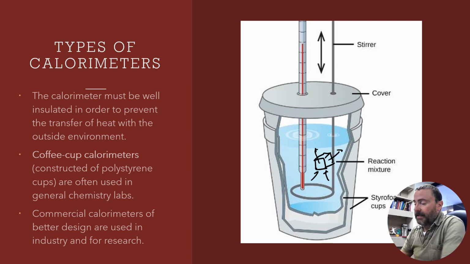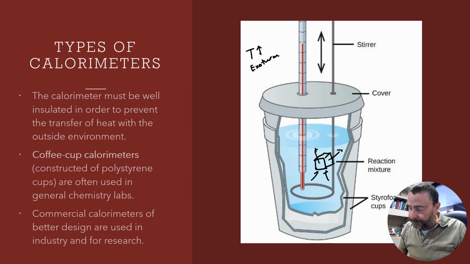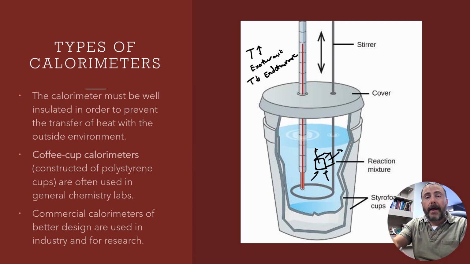Again, if we see the temperature go up, it is exothermic. If we see the temperature go down, it is endothermic. This is a really neat way of using temperature to look at a change in our heat by having a reaction take place in a closed vessel.